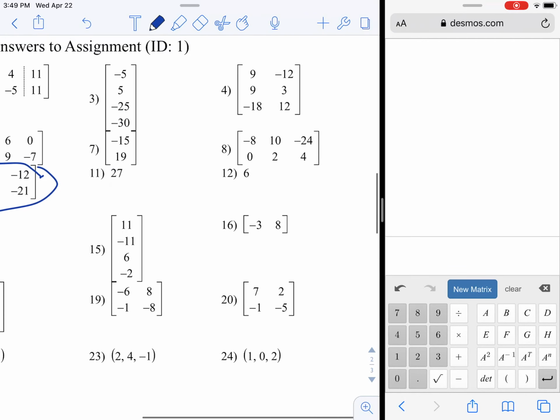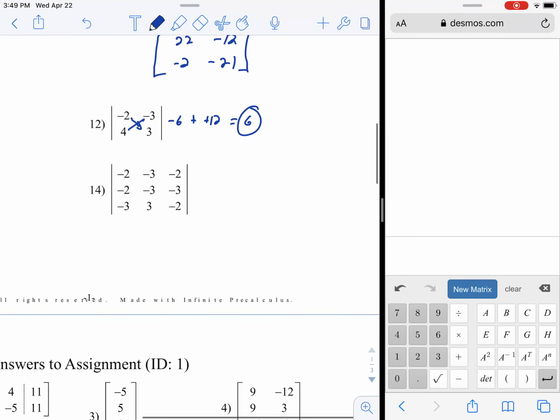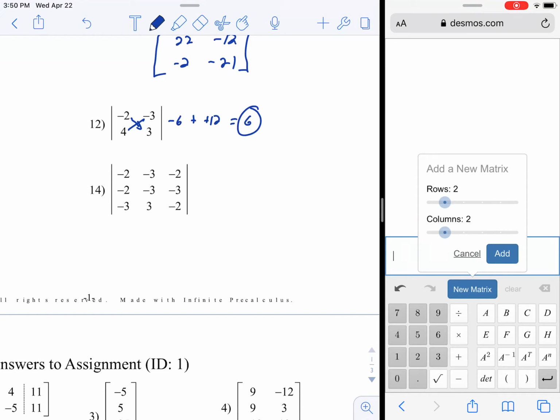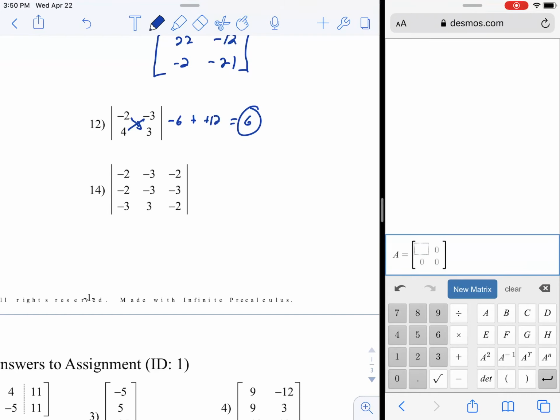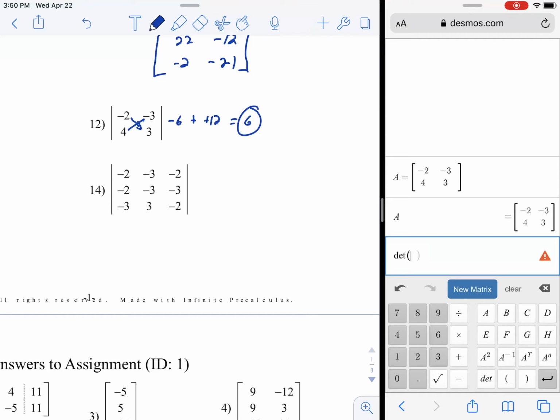Where am I? Oh, over here. Yep, there it is. So cross multiply down, cross multiply up, and subtract them. Of course, you can use the matrix calculator to do that. So negative 2, negative 3, 4, 3, enter, and then I want to do determinant A, and there it is, same answer, 6.